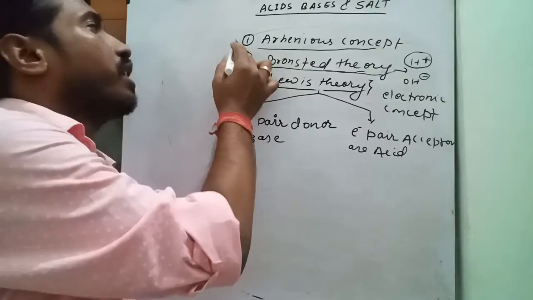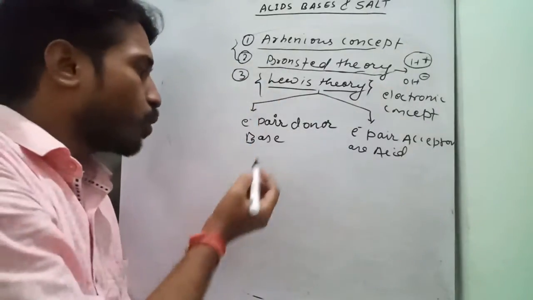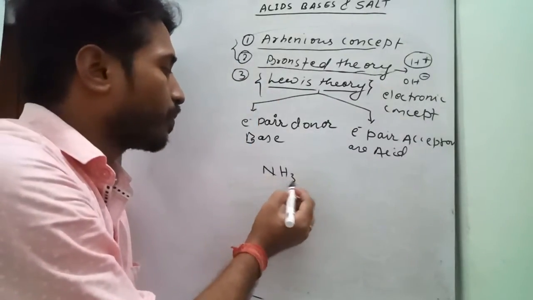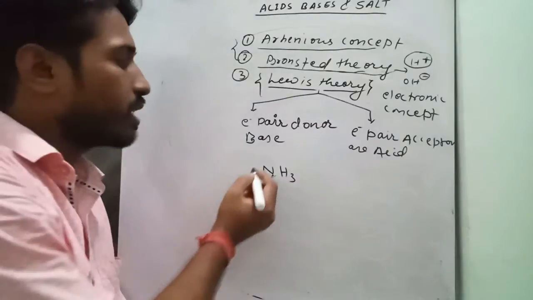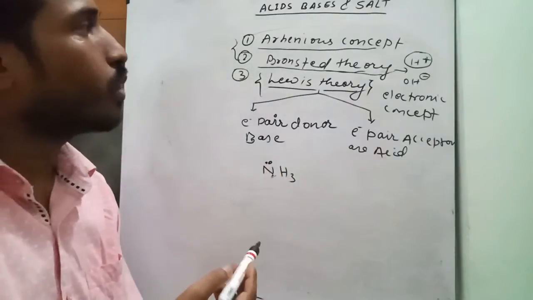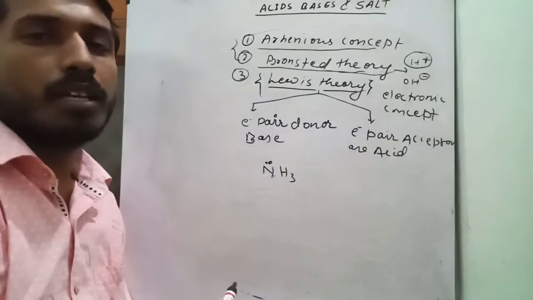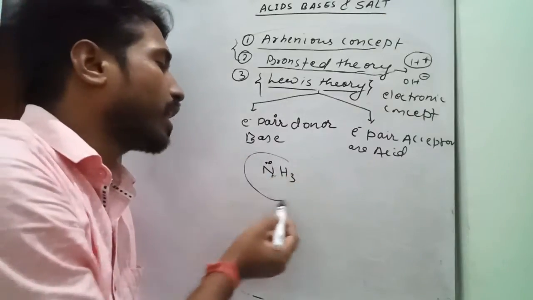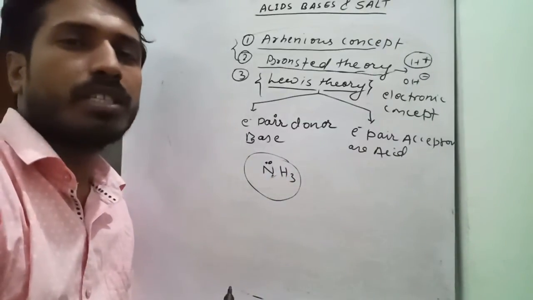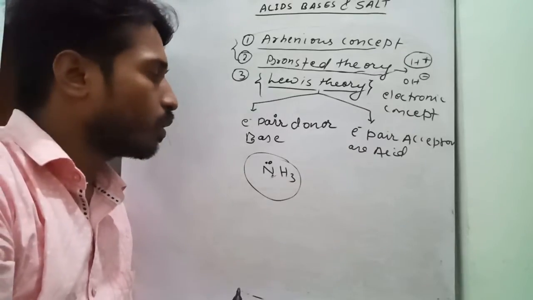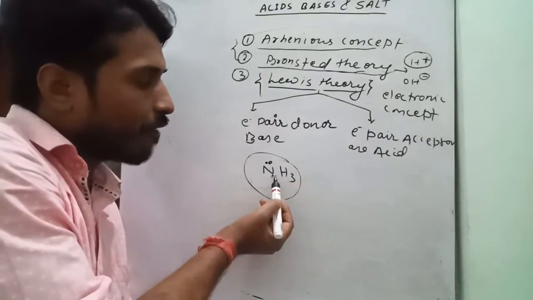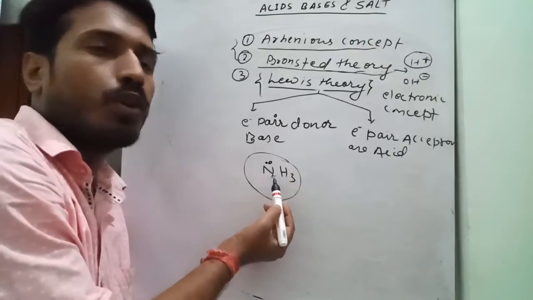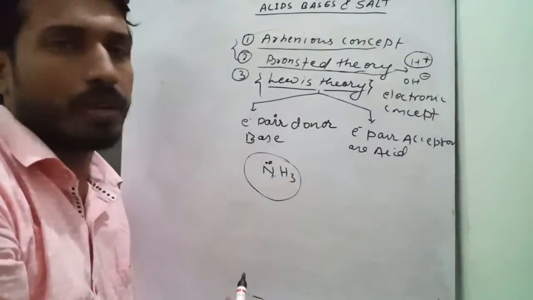So by using this concept, suppose I have given you ammonia. If you look at the Arrhenius concept, then you cannot exactly predict the acidic or basic nature of this molecule. So in order to define the basic nature of this molecule, we have to discuss the Lewis theory.